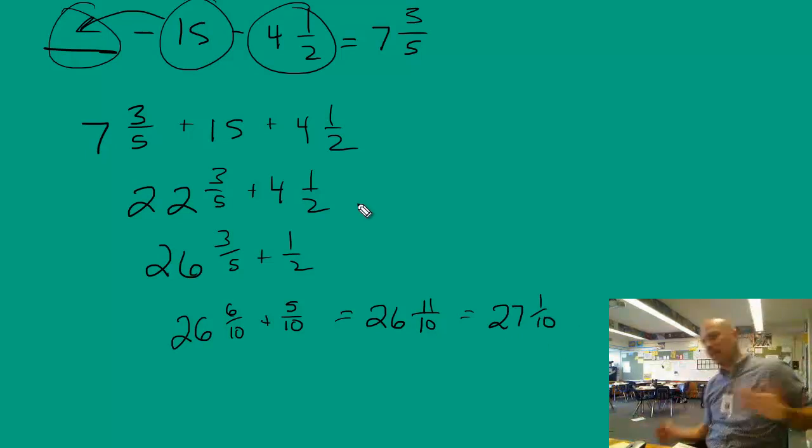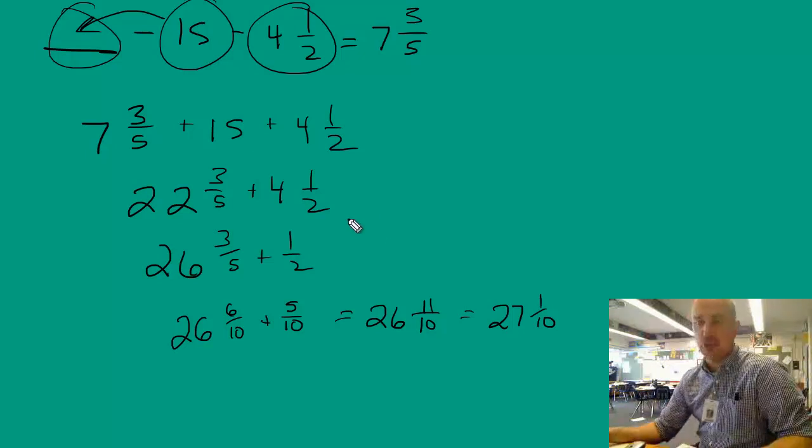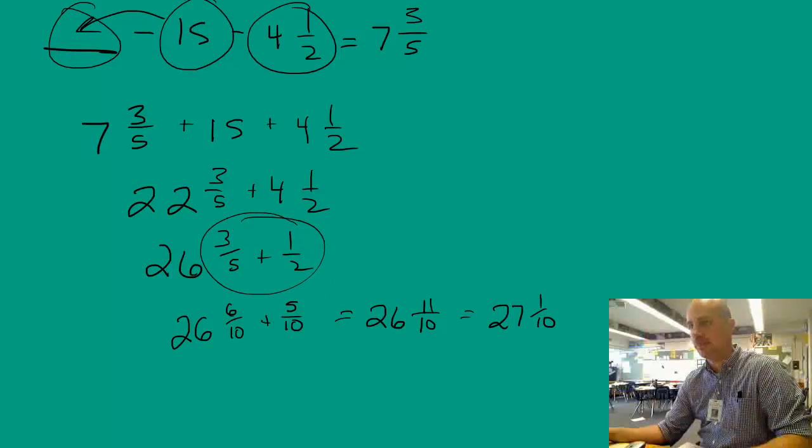That one was a lot less complicated than the last one, wasn't it? But it sure was pretty straightforward once we got going. These big numbers were easy once I added them together. I took my 7 and my 15 and I got 22. And then I took that and I added my 4 and I got 26. And I was left with this. I turned those both into tenths. I got my answer.